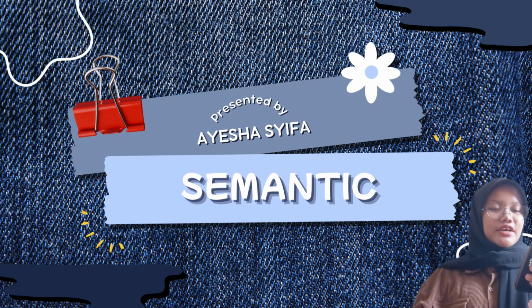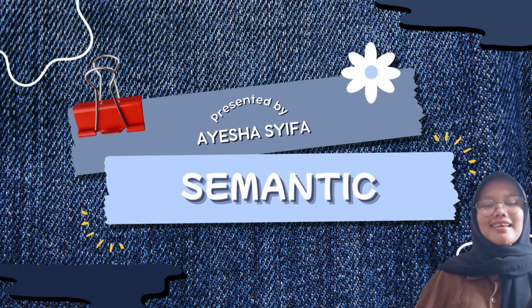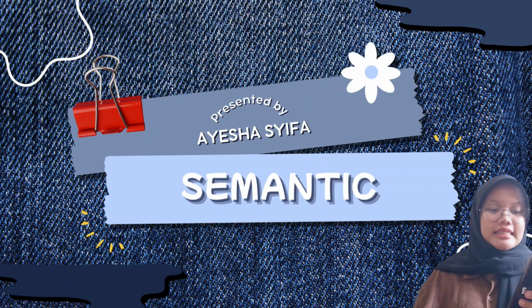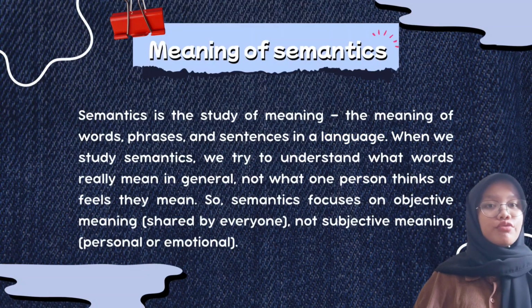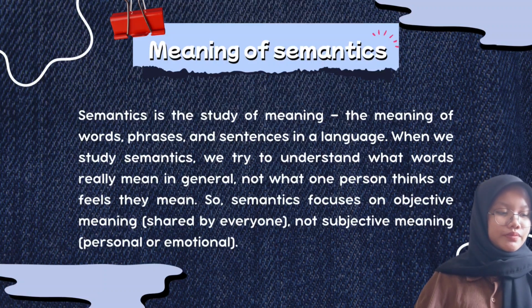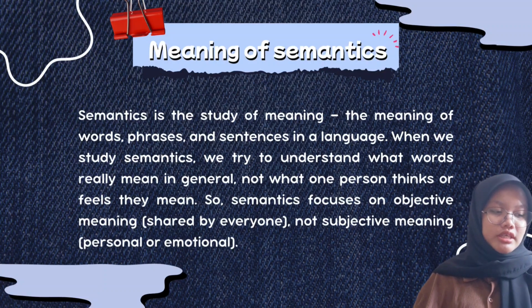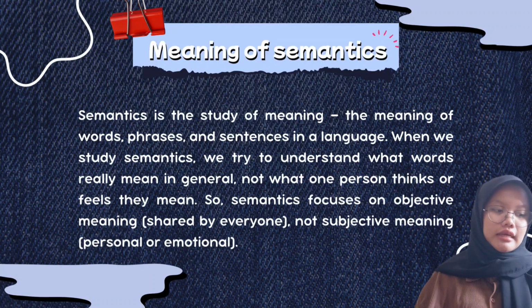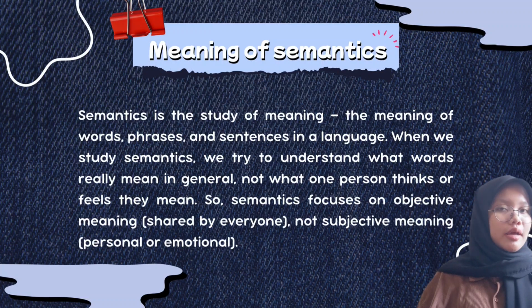So, the first slide, we're gonna learn about the meaning of semantics. What is the meaning of semantics? Semantics is the study of meaning. The meaning of words, phrases, and sentences in a language. When we study semantics, we try to understand what words really mean in general, not what one person thinks or feels. So, semantics focuses on objective meaning, shared by everyone, not the subjective meaning, personal or emotional.